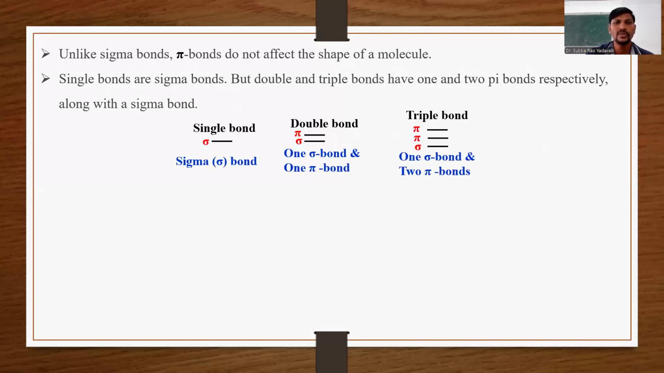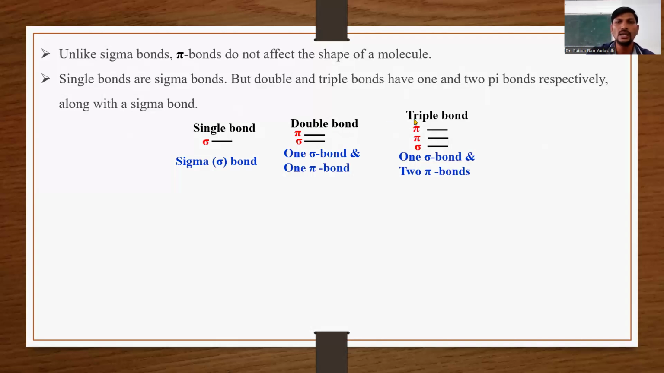For example, here we see the single bond. This single bond is the sigma bond. And next the double bond. Double bond in the sense the first bond is the sigma bond and the second bond is the pi bond. Here one sigma bond and one pi bond. This is the formation of a double bond.